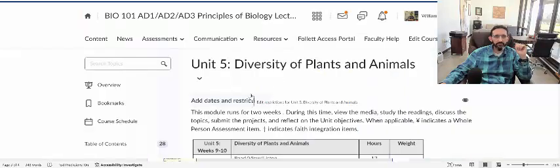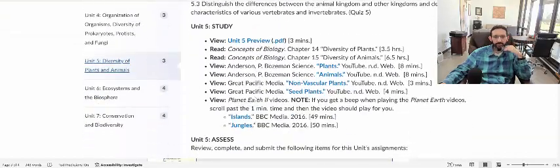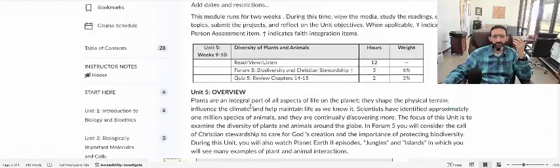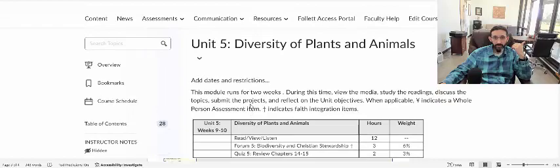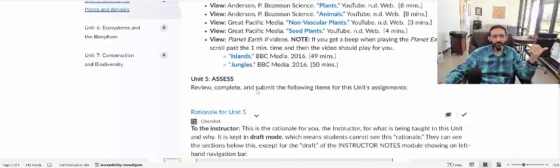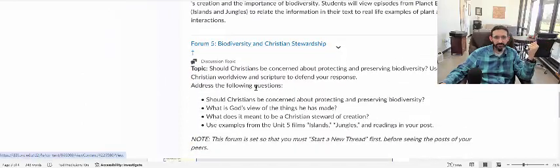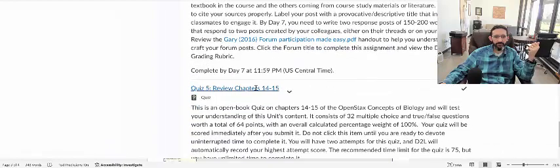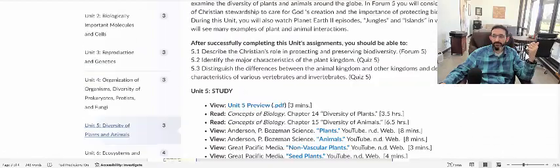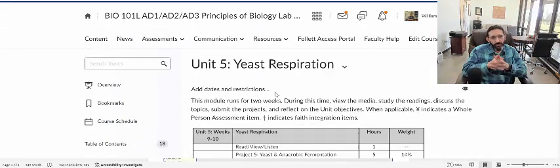So let's take a look at what we're doing in Unit 5. This is the lecture. In Unit 5, the lecture, we're going to be learning all about these different zones of Earth. So this is really about knowing the biodiversity on our planet and our role as those who are stewards of the creation. So biodiversity, Christian stewardship, that's what we're going to be talking about for your forum post and on the quiz. On the lab side, we're going to be studying yeast respiration.